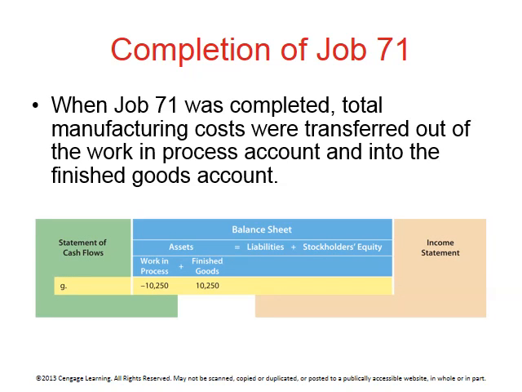So when job 71 was completed, what we're going to do is reduce our work in process, the 10,250 that we saw in the previous slide, and increase our finished goods asset by 10,250. So we're moving it from one bucket to another.